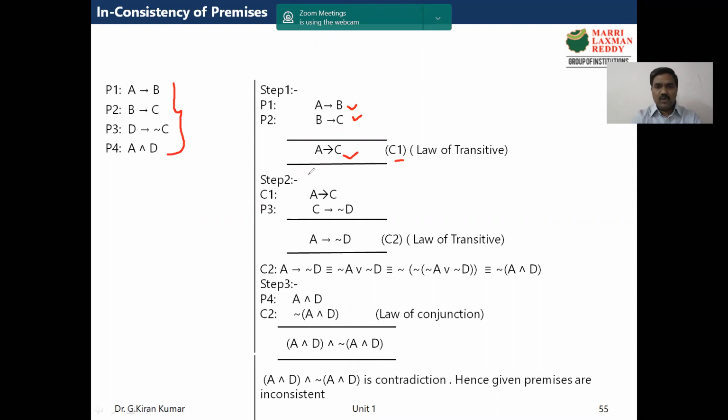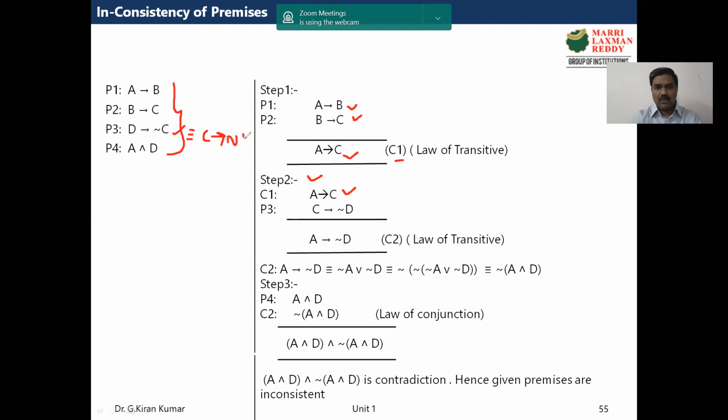In step 2, I have taken A implies C, which is conclusion 1, which we just got. Then I'm taking this P3: D implies negation of C. And of course, D implies negation of C is logically equivalent to what? It is logically equivalent to C implies negation of D. Please make a note.